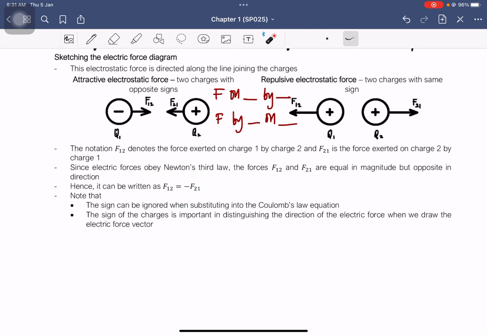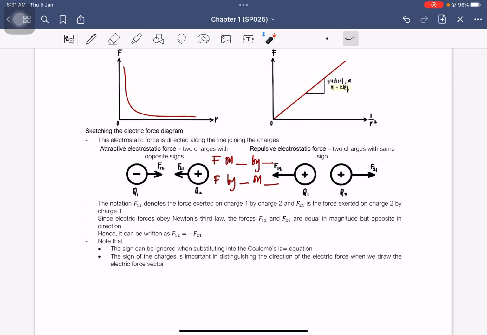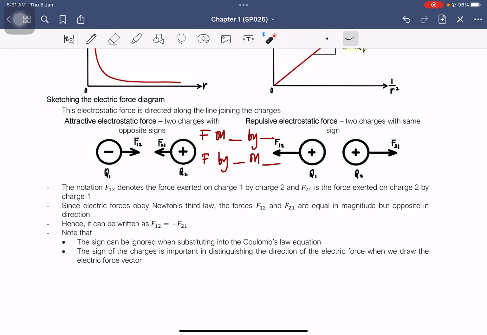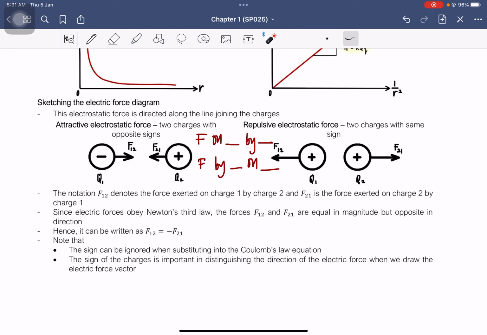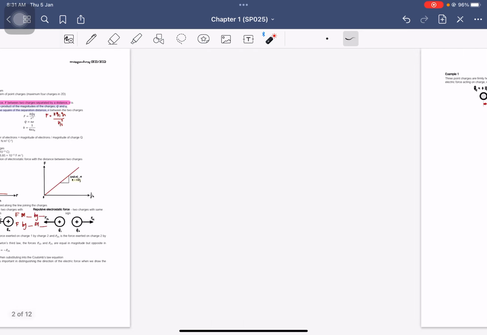Note that the sign can be ignored when substituting into the Coulomb's law equation. The sign of the charges, however, is important in determining the direction of the electric force when we draw the electric force vector. Okay, so now if you have a sign, for example if charge 2 is negative, you don't include it in the calculation. However, you have to still remember that force is a vector, and if you see that it is pointing to the left, the force will be a negative value. Okay, alright, so that is on sketching the electric force diagram.